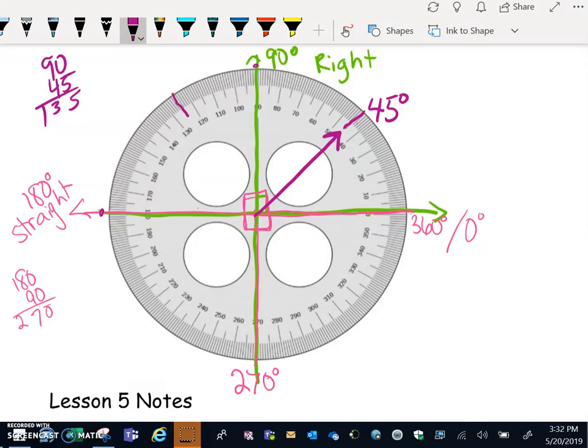Oops, sorry, I just went to the wrong spot. So I have to go to 100, 110, 120, 130, and then 5 more. Sorry, I want to draw the arc for the amount that we're measuring for 45. 45 is from here to here.